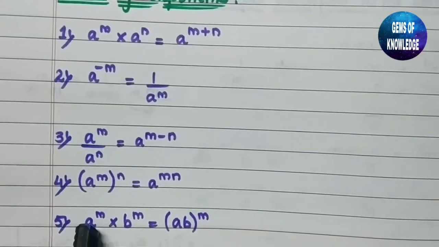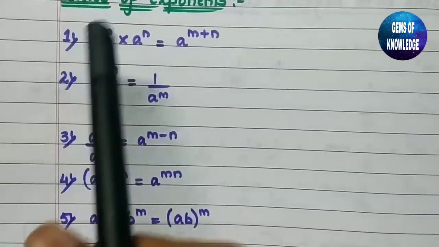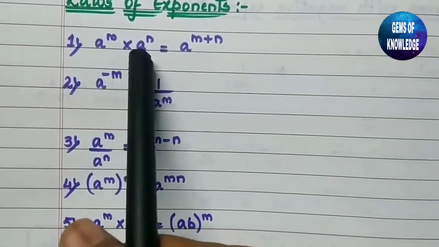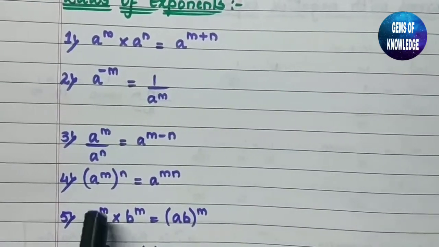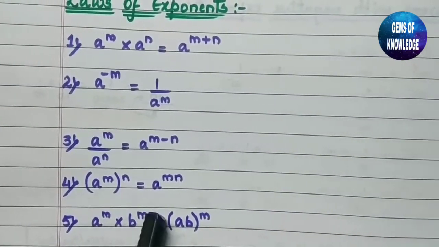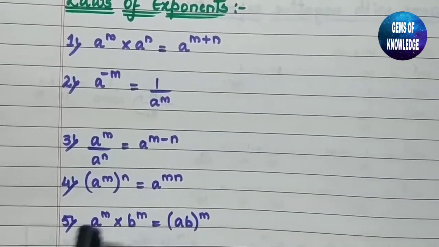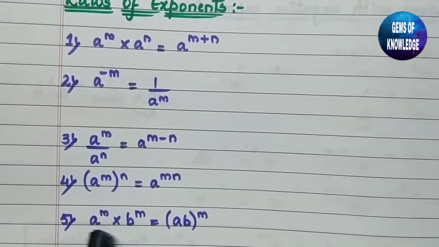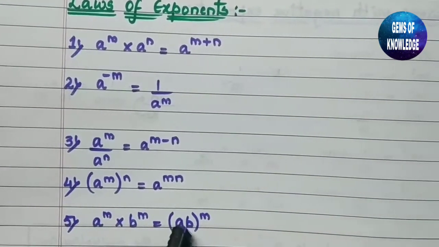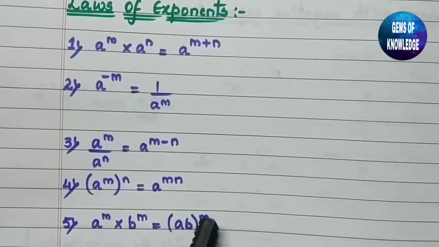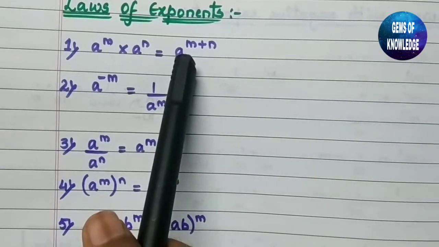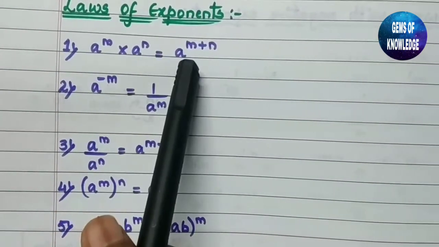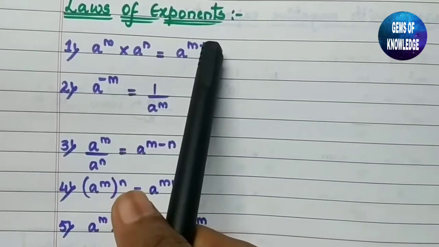Next, you can see the difference over here and here. Here both the bases are the same. Here there are different bases and the same exponent. At that time, we can multiply both the bases, a into b, and the power will remain the same. Here the base will remain the same, since it is equal, and the powers will be added up.